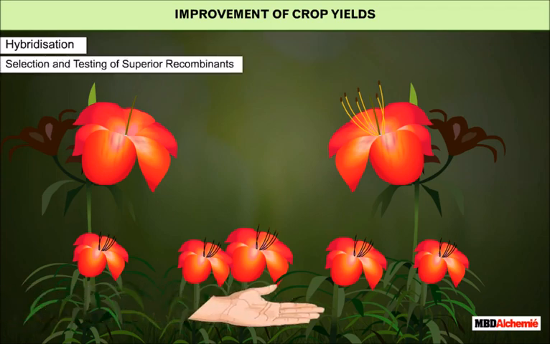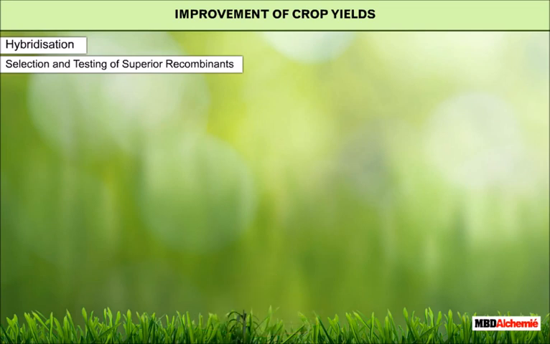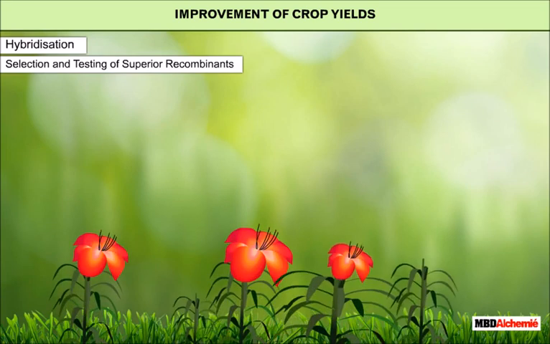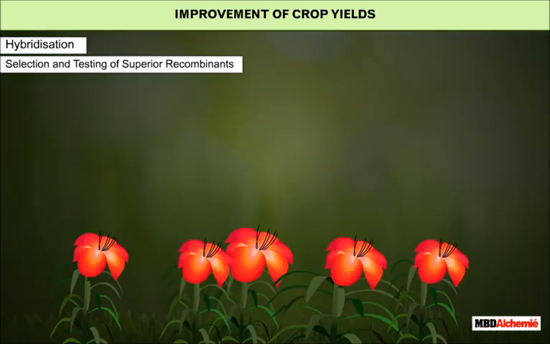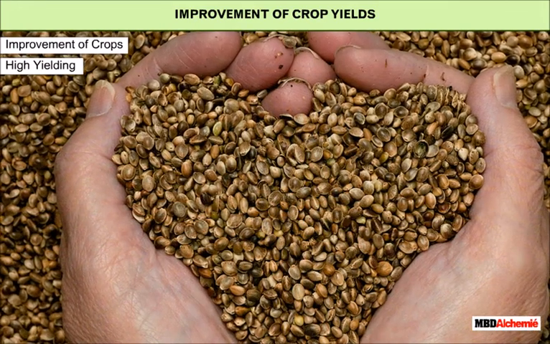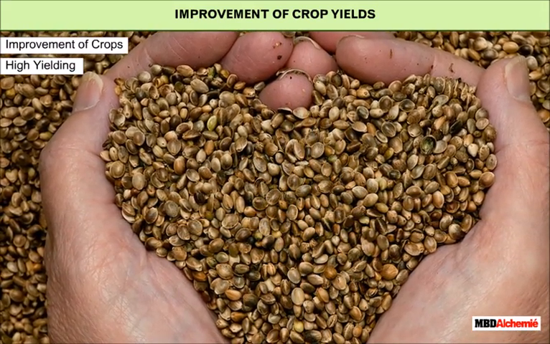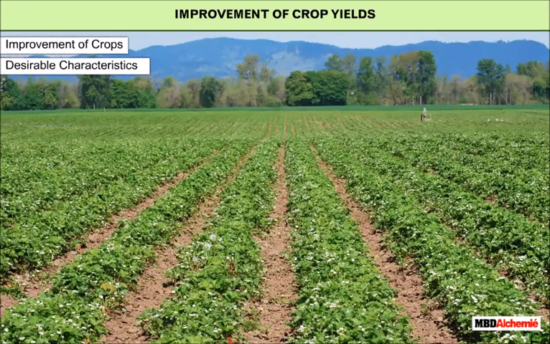Selection and testing of superior recombinants. The newly developed variety is checked for its yield, quality, disease and insect resistance before it is released to the farmers. Improvement of crops. Factors for which variety improvement is done are given here. High yielding. The improved varieties of seeds yield more crops per hectare as compared to traditional varieties.